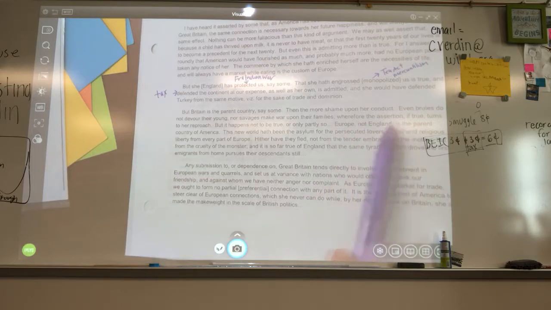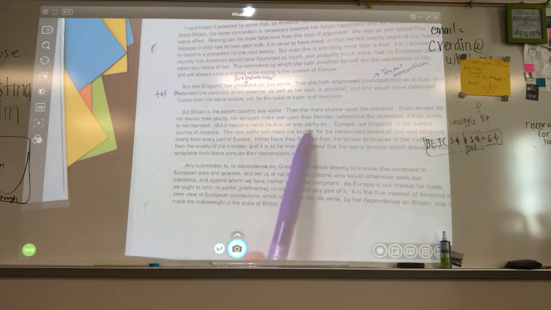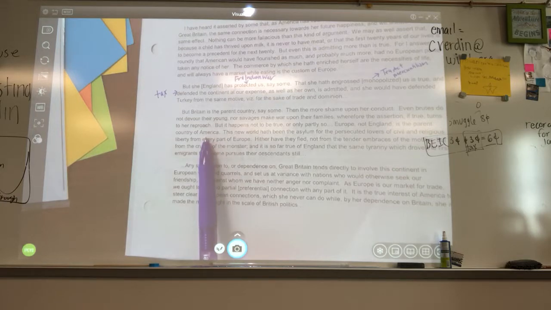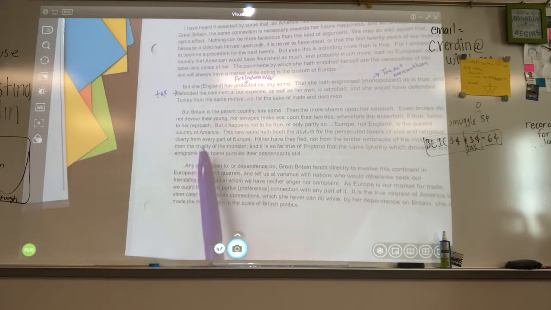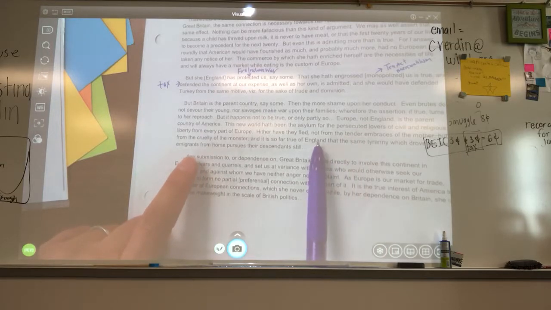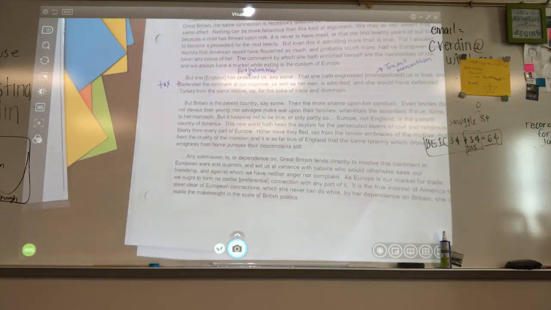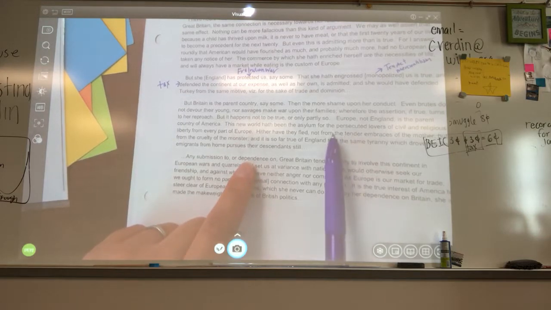"Wherefore the assertion is true, turned her reproach. But it only happens not to be true, or only partially so. Europe, not England, is the parent country of America. This new world hath been an asylum for the persecuted lovers of civil and religious liberty from every part of Europe." Can y'all tell me some people who came to the New World that are not even English, that are persecuted? The Quakers. Is there other ethnic groups in the colonies that are not even English? Dutch and Swedes, Scots-Irish. And they're saying England's not the parent. Who is the parent? Europe.